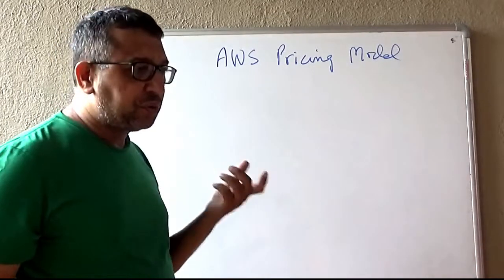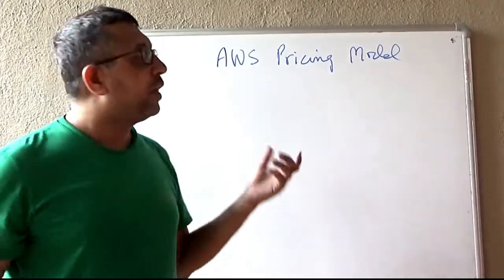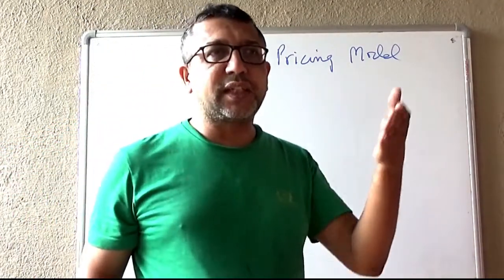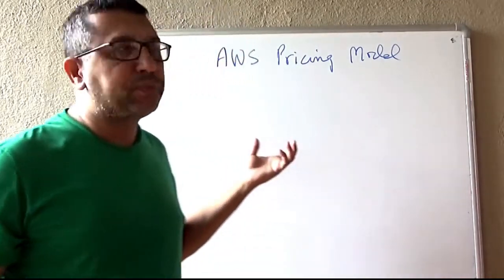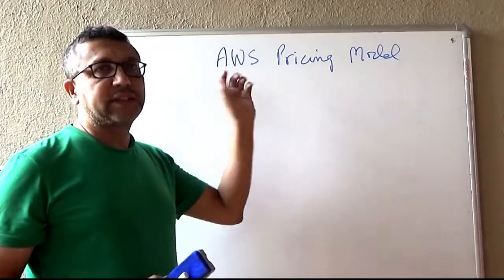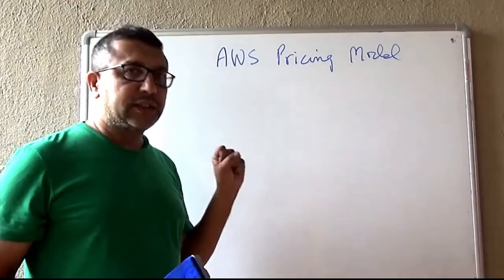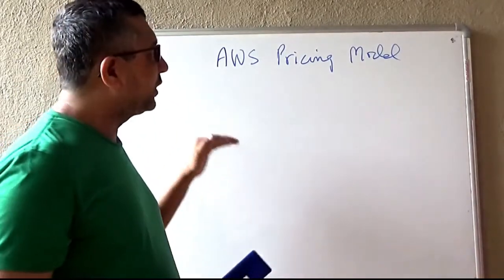But with AWS, usually people get lost with how their bills are coming out and why. Even if you look at any of the services, there is not just one single item. There are multiple line items, which makes it a little confusing to understand how this whole AWS pricing model works.